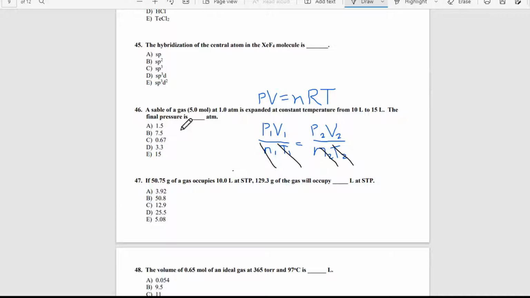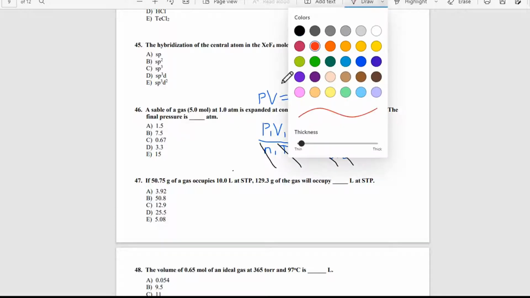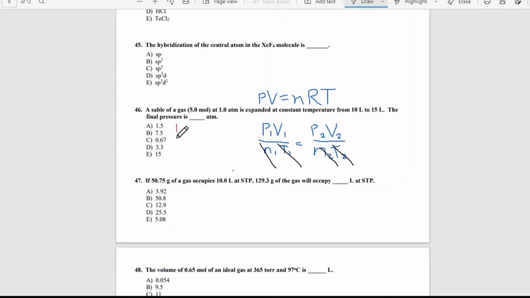So one thing I like to do is list out my variables. You don't have to do this, but I do find that for those who do this, it does help prevent mistakes. So P1 would be what? 1 atm. V1 would be what? 10. And P2 is what we're looking for, right? And V2 is 15.